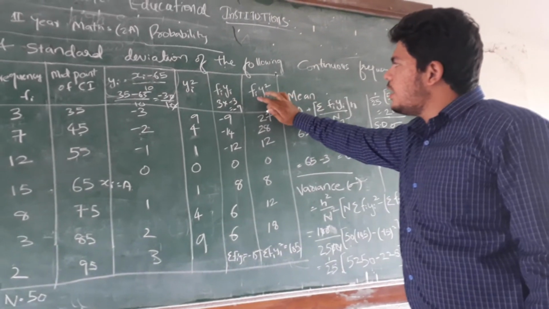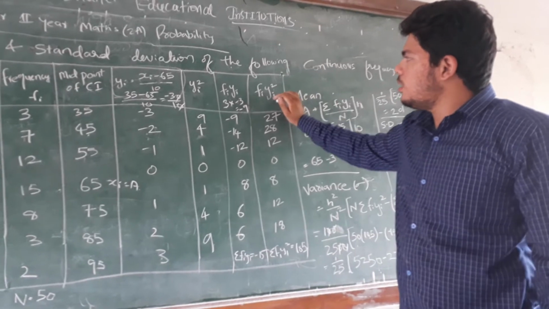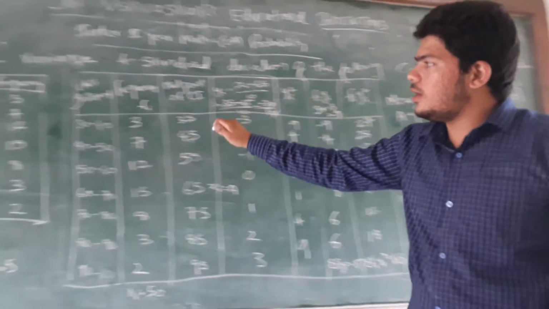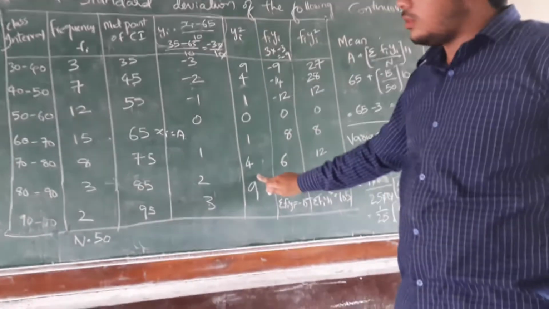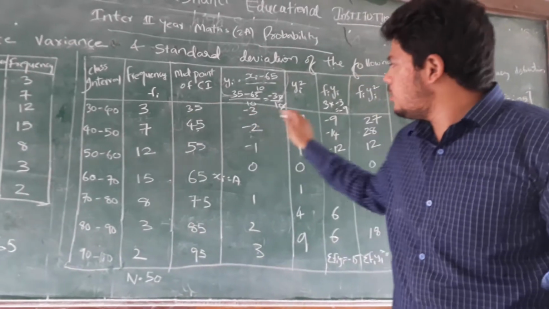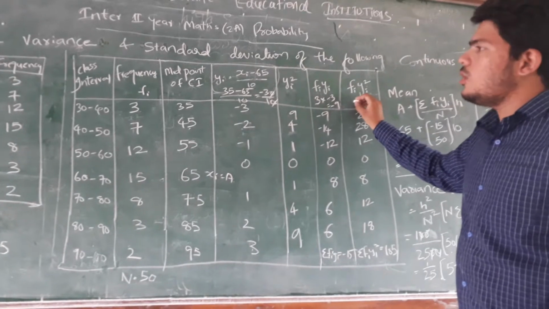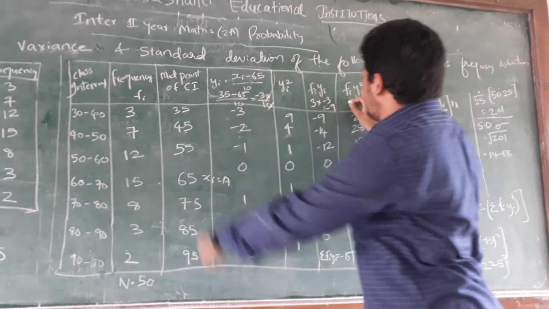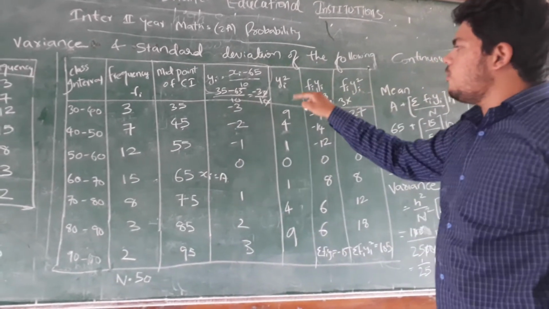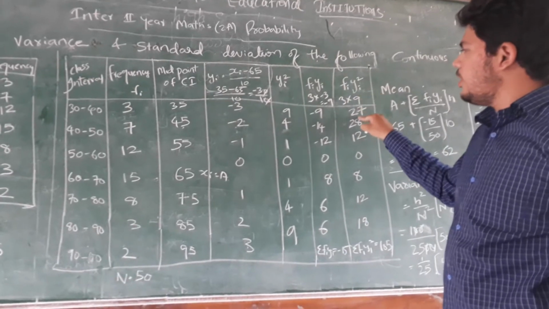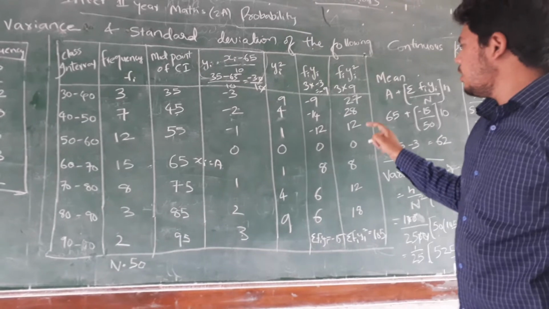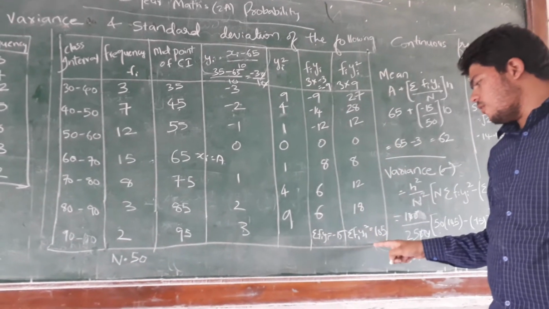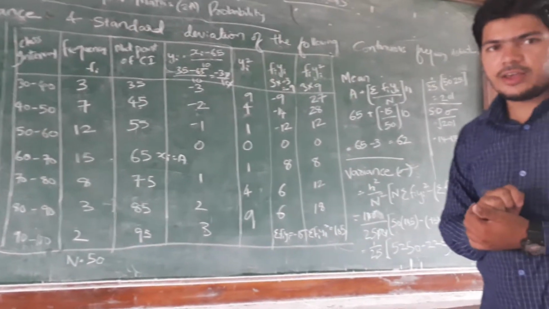Last but not the least, fi yi whole square. The fi value is there, this into yi whole square. Yi whole square is this, so this and this we are multiplying. See, the fi value here is 3, into the yi value here, 9. 9 threes are 27. In the same way, 7 into 4 is 28, 12, 10, all we have added, and we have got 105.